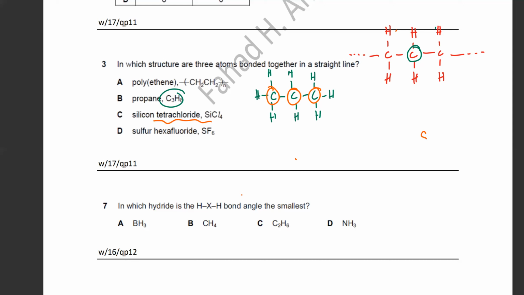So what about SiCl4? That is by default, I mean, it's just 4 bonds. Silicon is in group 4, so there are no lone pairs.